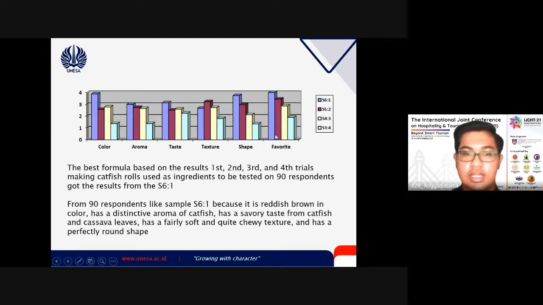From 90 respondents, they like sample S6 because it is reddish brown in color, has a distinctive aroma of catfish, has a savory taste from catfish and cassava leaf, has a fairly soft and chewy texture, and has a perfect round shape.